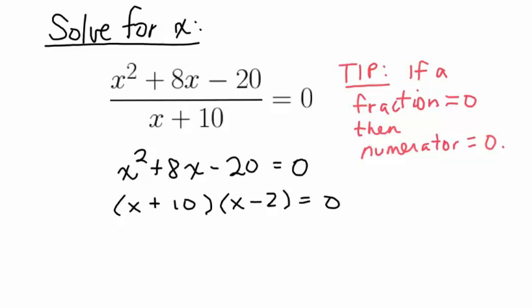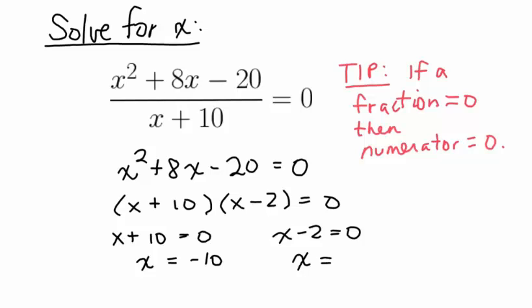So now that we have a factored equation, we know that either x plus 10 equals 0, which gives us a possible solution of x is equal to negative 10, or it must be that x minus 2 is equal to 0, which gives us a possible solution of x is equal to 2.